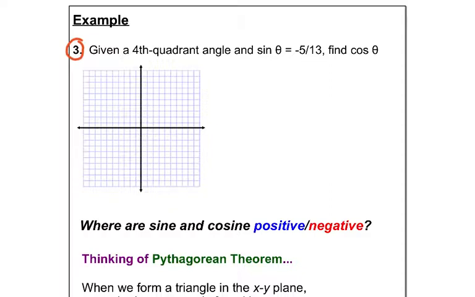I'm giving you an angle in the 4th quadrant, and I know that the sine of that angle, whatever the angle is, is negative 5 over 13. Your goal is, can you find the cosine of theta?